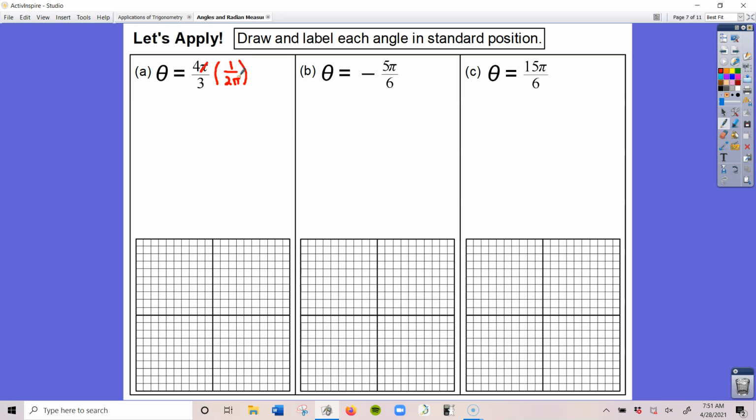The pi's will cancel, and I have 4 over 6 revolution, which can be simplified to 2/3 of a revolution. Now I want to divide my axis here into 3 equal parts. When I try to divide into 3, that's kind of difficult to do, especially since my first part has to be here at the positive x-axis, since that's where my angle starts.